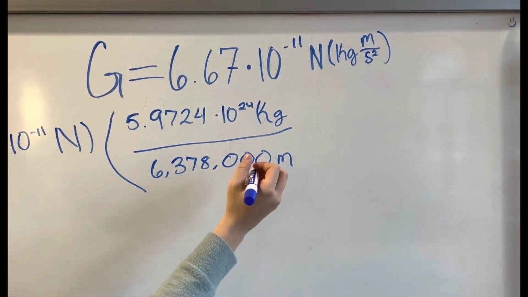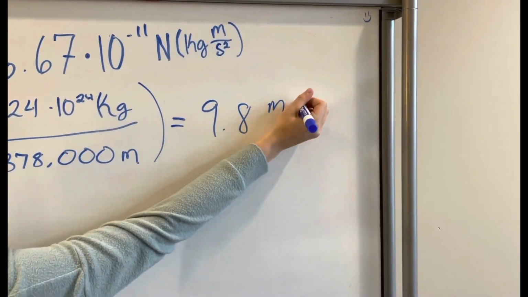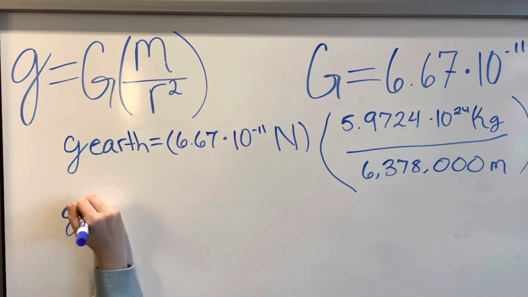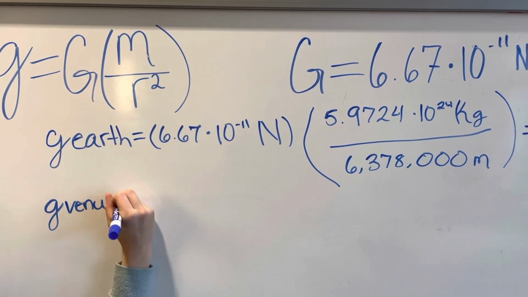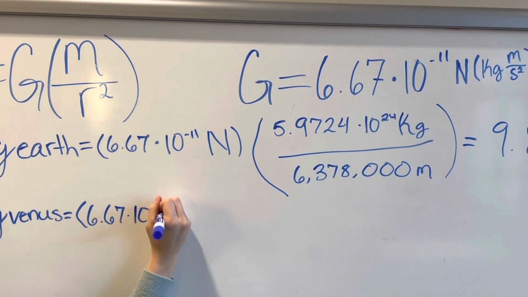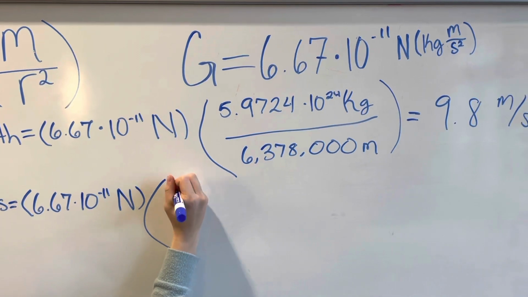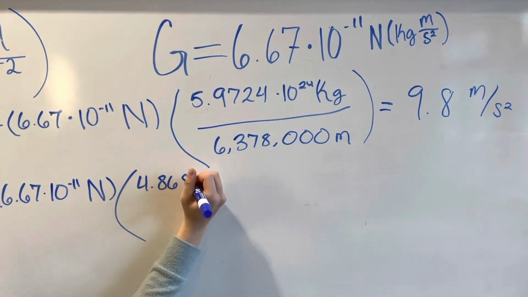If we take big G, 6.67 times 10 to the negative 11th newtons, times the mass of Earth, 5.9724 times 10 to the 24th kilograms, over the radius, 6,387,000 meters squared, comes out to 9.8 meters per second squared.